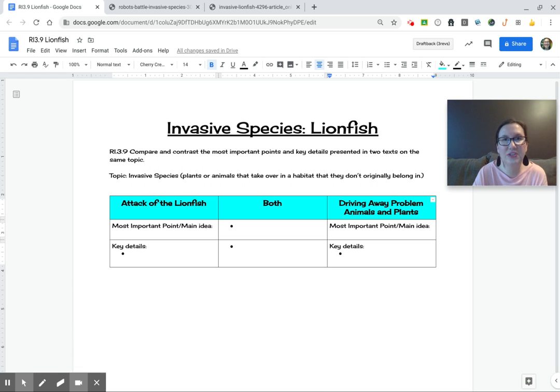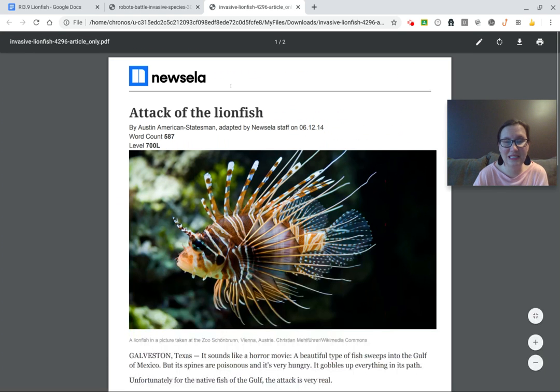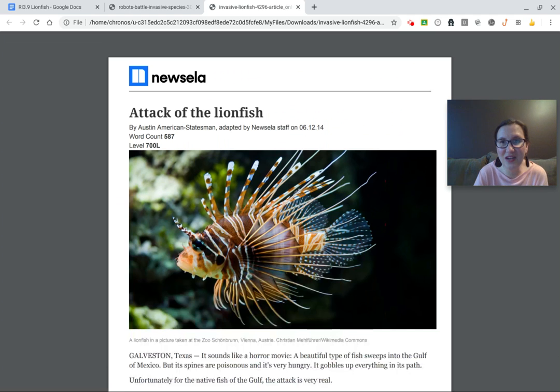As I start to read, I want you to keep something in mind. I'm going to be asking you what the most important point is or the main idea. How do I know when I've read a main idea? Well, I go ahead and I read through the entire text, and then I stop and think, what did I just read about? Whatever my answer is, that's my main idea. So we're going to read Attack of the Lionfish, and I want you to think about, what did I just read about? And then we'll be able to fill in our first box together. Let's go ahead and read. Remember, you should be able to say, what did I just read about? All right, Attack of the Lionfish.